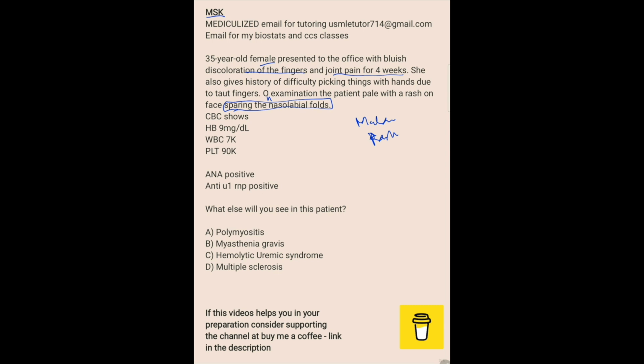So now CBC shows hemoglobin of 9, WBC of 7, which is normal. Hemoglobin is low, so there is anemia, and also there is thrombocytopenia, decreased platelets. So remember, in SLE you get one or more cytopenias. SLE is mediated by type 3 hypersensitivity reaction, which means immune complex deposition. But the cytopenias are the only manifestation of SLE which is mediated by type 2 hypersensitivity reaction.